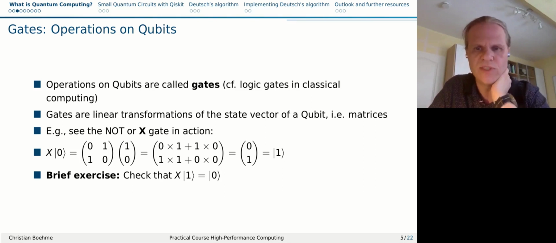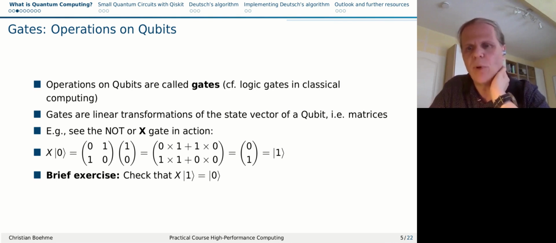So let's try to do this with the NOT gate, also called the X gate in quantum computing. Let's take the 0 state and apply the NOT gate, which is written as this matrix here. And then you can do a simple matrix-vector multiplication. So you multiply 0 by 1, 1 by 0, and add this together to receive 0. And again, you multiply 1 by 1 and 0 by 0, add that together, and you get 1.